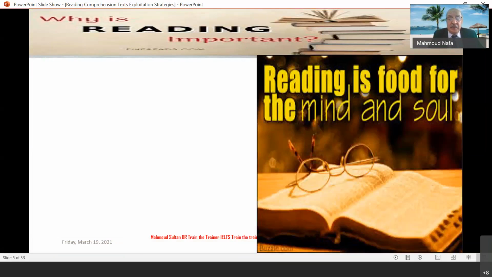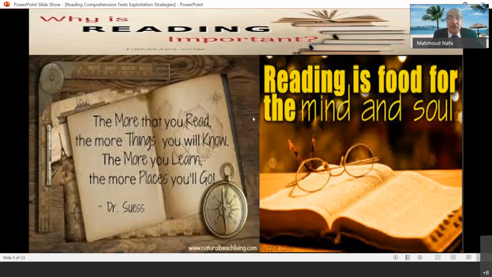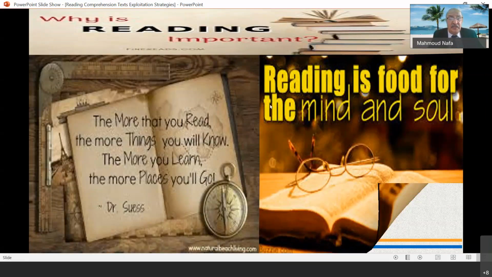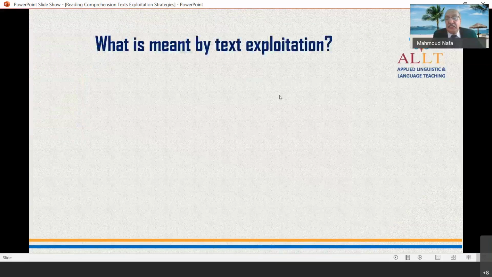Now, this is what's said about reading: the more you read, the more you know. And the more you know, the more interactive and the more practical you will be in your life. Now, what is meant by text exploitation? What do we mean by that?